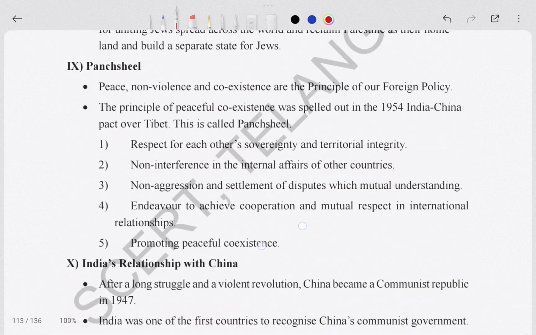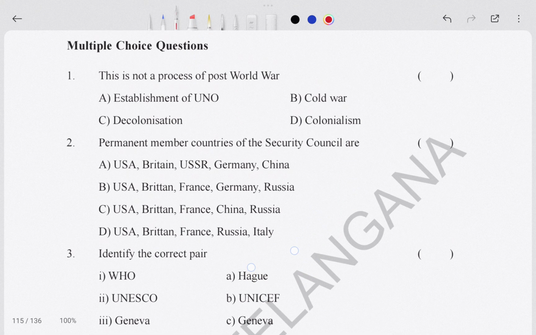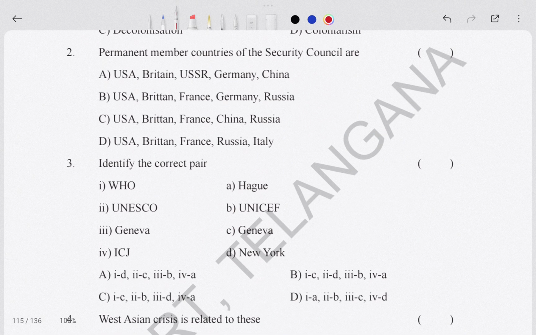So these are the notes and we have to see the important questions. The important questions start from here. First of all, we will see the multiple choice questions, then we will go through the other questions. Questions like "This is not a process of post world war" are given, where you identify the correct one. You just have to remember these names.